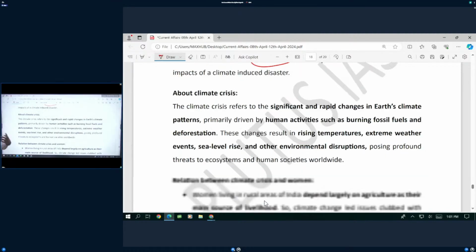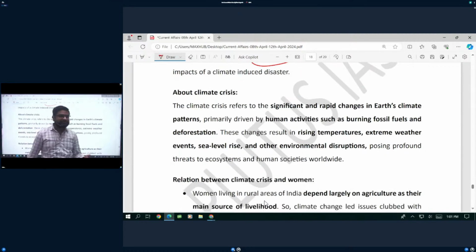क्लाइमेट क्राइसिस तो आपको पता ही है. व्हाट इज क्लाइमेट चेंज? कोई बता सकता है मुझे? वो तो ग्लोबल वार्मिंग हुआ.